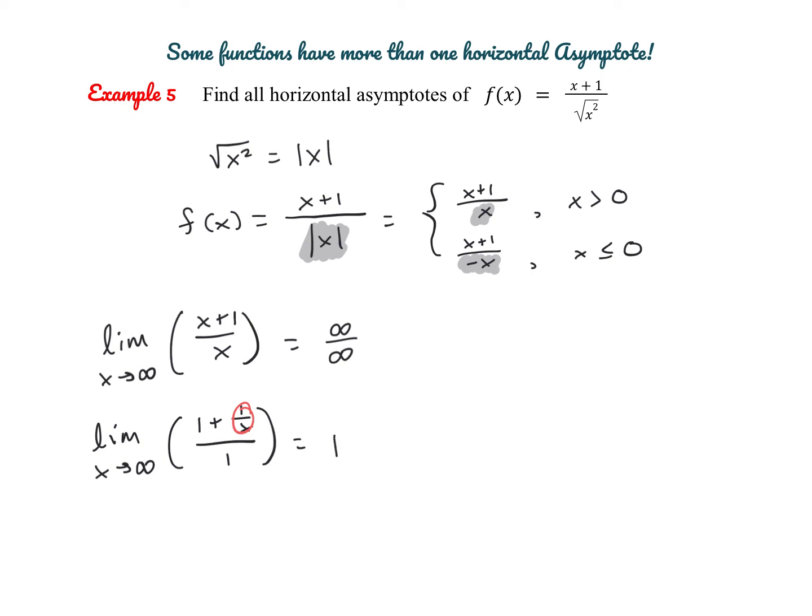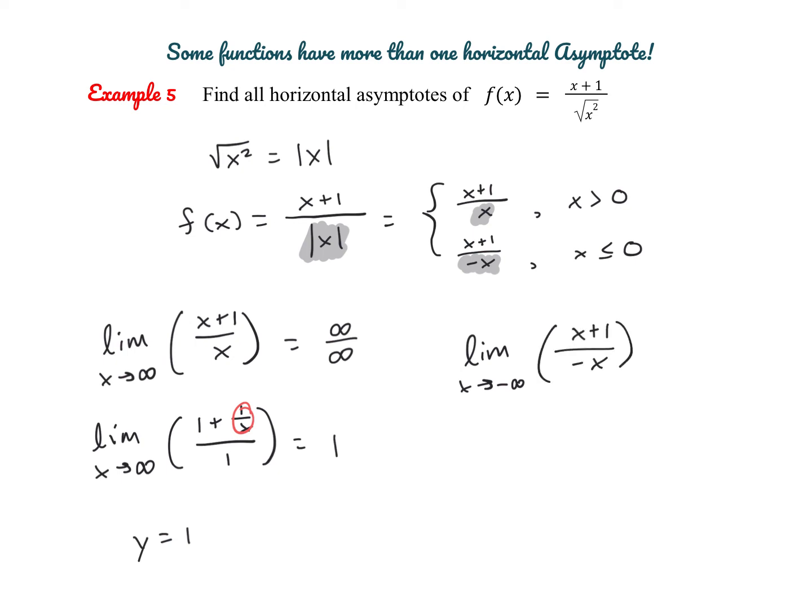So we do have a horizontal asymptote at y equals 1. That's the horizontal asymptote as our graph moves to the right. But let's see what's happening as x approaches negative infinity. Let's see if we get something different. So since x is less than 0 for this limit, we're actually going to use this portion of our piecewise function.